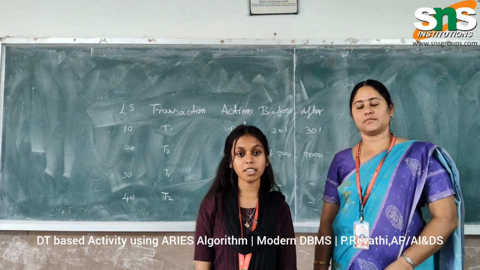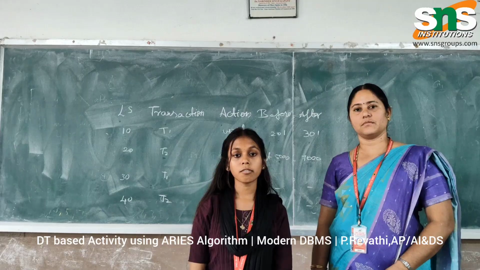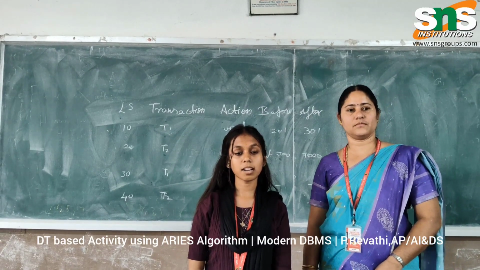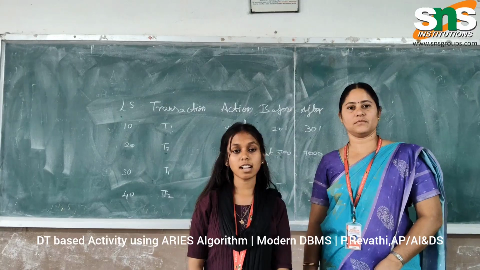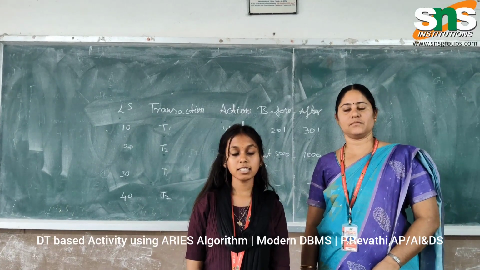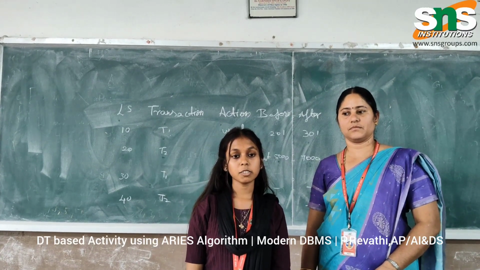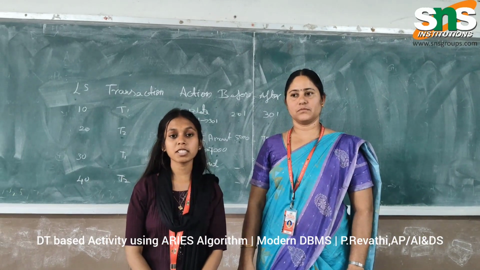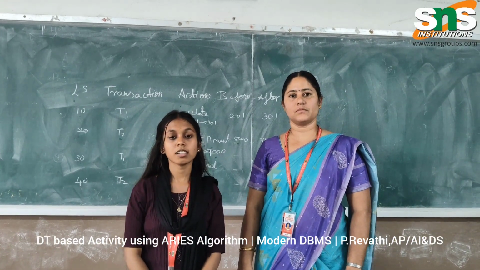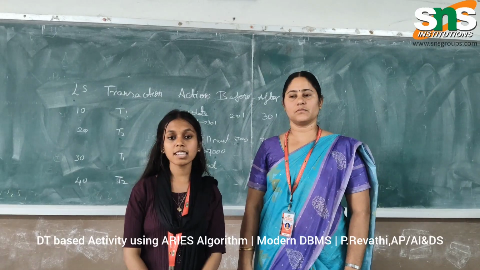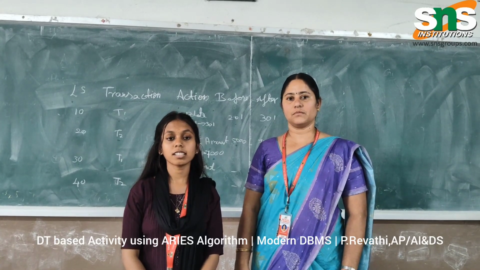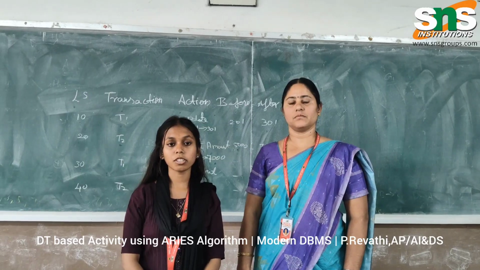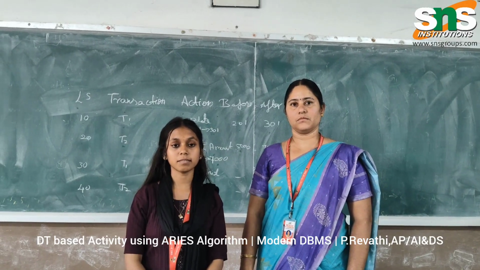In the analysis phase, ARIES scans the log from the last checkpoint to identify which transactions are committed and which are still active. Here we find that T1 is committed and T2 was active at the time of the crash. The purpose of this phase is to rebuild two structures: the transaction table, tracking the status of all transactions, and the dirty page table, identifying the pages that were modified but not written to disk.